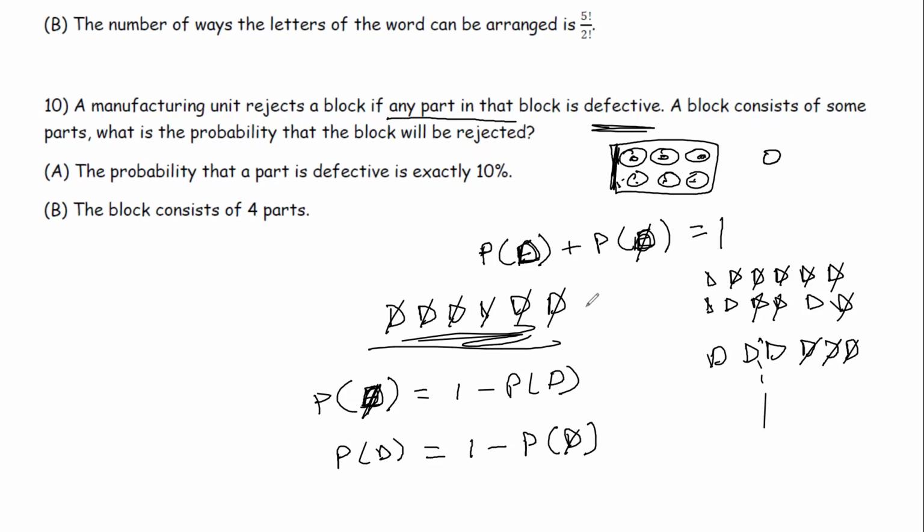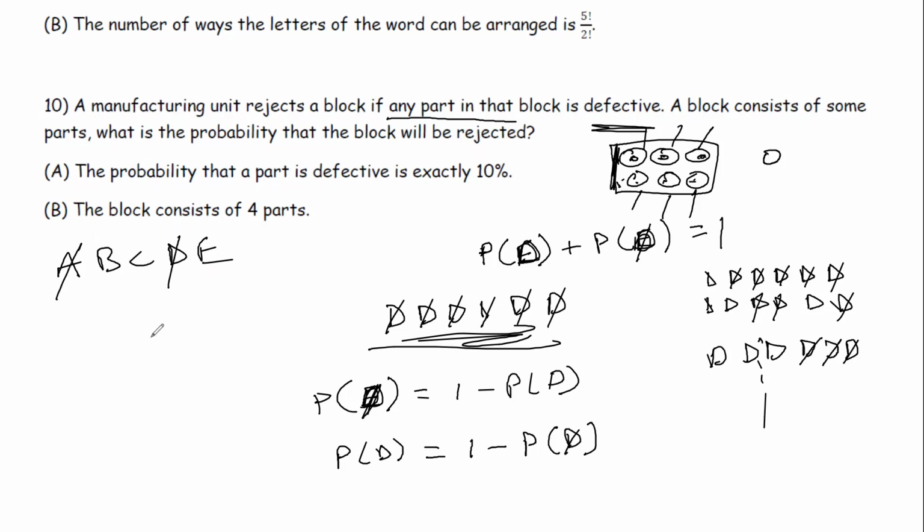So we'll need to find out now. Statement A, the probability that a part is defective is 10%. Correct. But we don't know how many parts there are. One, two, three parts are there, four parts, five parts, six parts. We don't know that. I've taken six parts as an example, but we don't know how many are there. So A alone cannot answer.